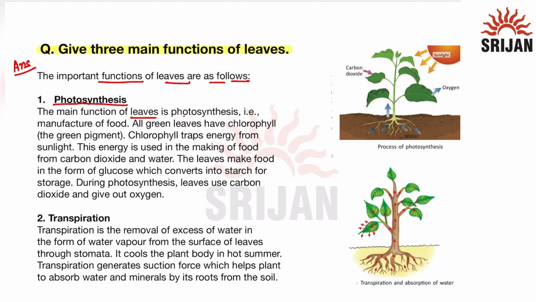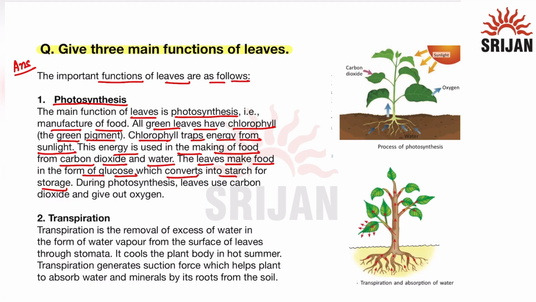Now the main function of leaves is photosynthesis, that is manufacture of food. All green leaves have chlorophyll, the green pigment, and this chlorophyll helps to trap the energy from sunlight, and this energy is used in making food from the carbon dioxide which is present in the atmosphere and water. These leaves make food in the form of glucose and it converts into starch for storage.